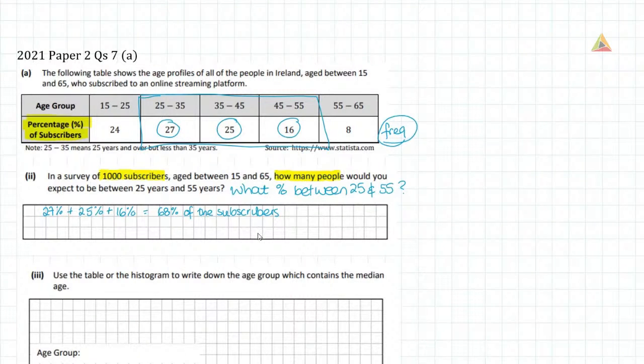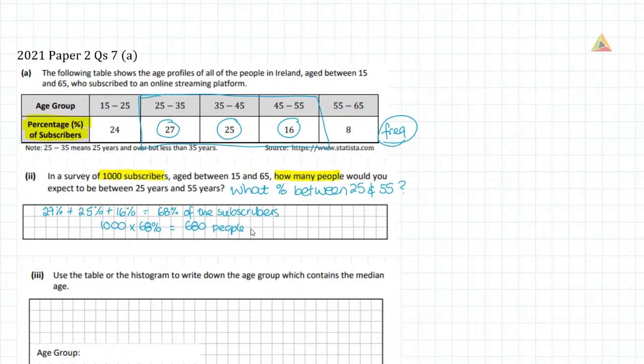So we're saying 68% of the subscribers fall between 25 and 55 years old, and we want to know, out of 1,000 subscribers, how many would you expect to be in this age group? So we're going to take the 1,000 subscribers and multiply by 68%, and that would be 680 people. So we would be expecting 680 people out of those 1,000 subscribers to be between the ages of 25 and 55.